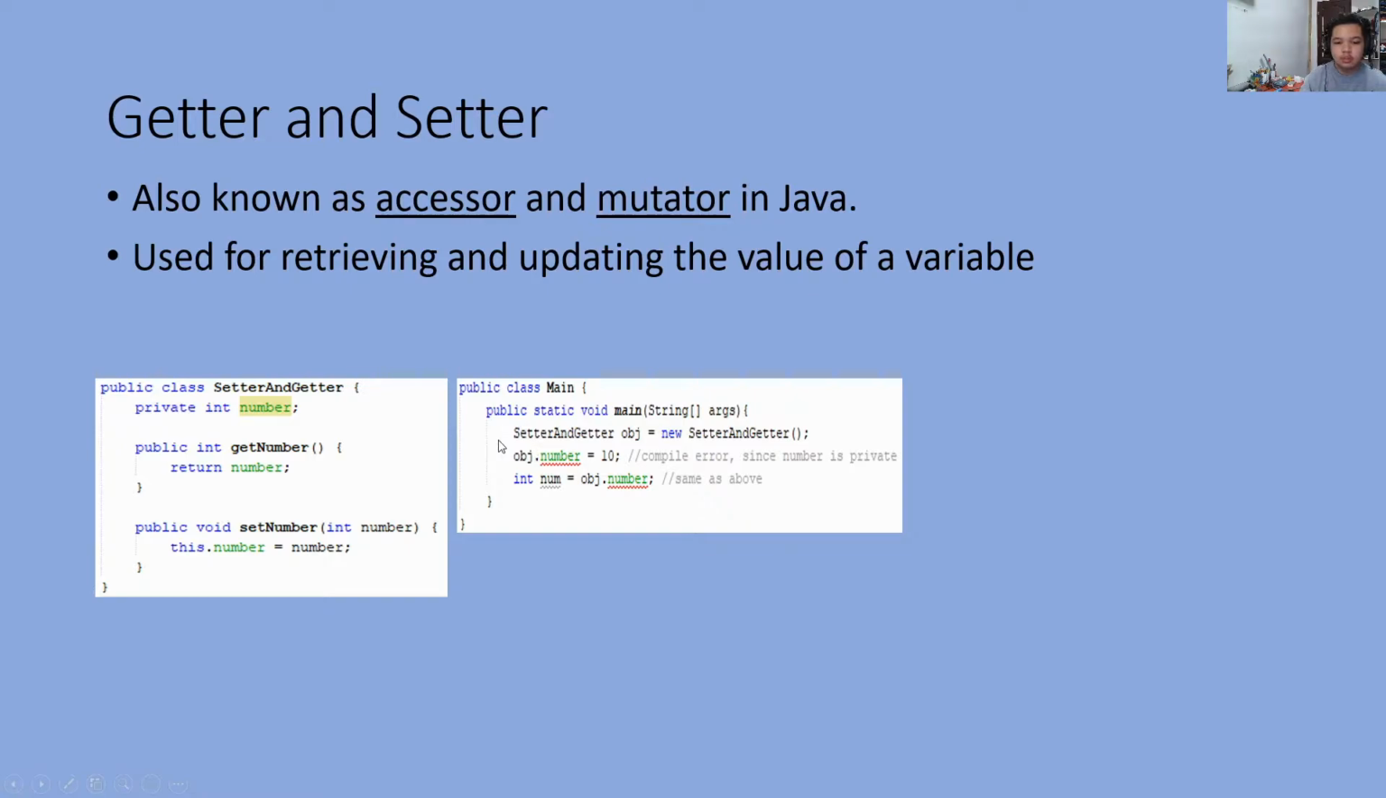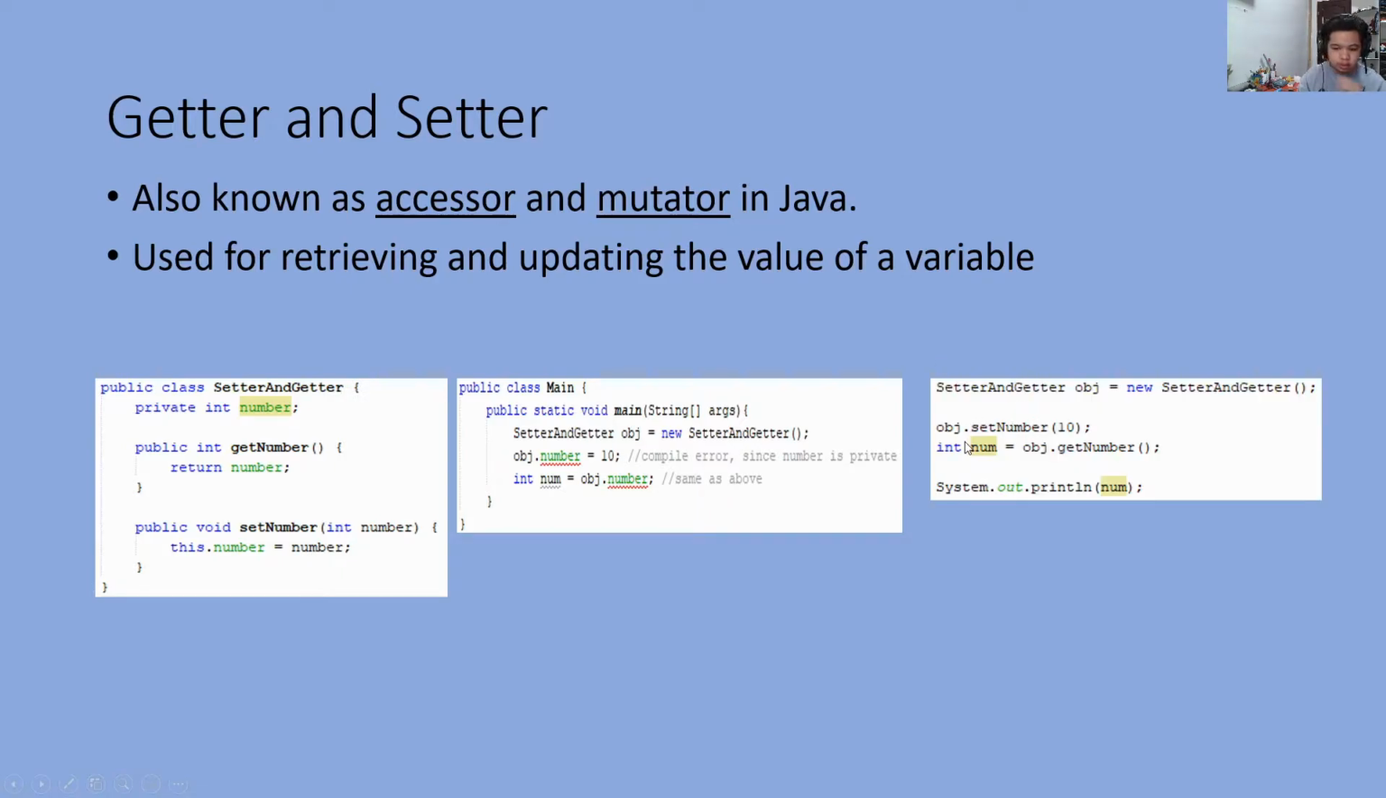Now in the main class, we instantiate the setter and getter class and name it object. And then we put object.number is equal to 10 and then int number is equal to object.number. Now when you say object.number is equal to 10, this actually shows an error in your IDE. The same as int number is equal to object.number. This will show an error because the number is actually set into private here.